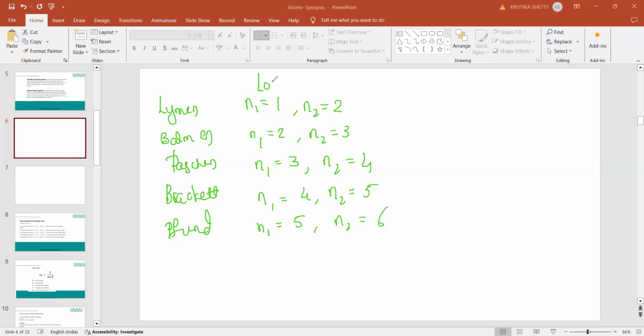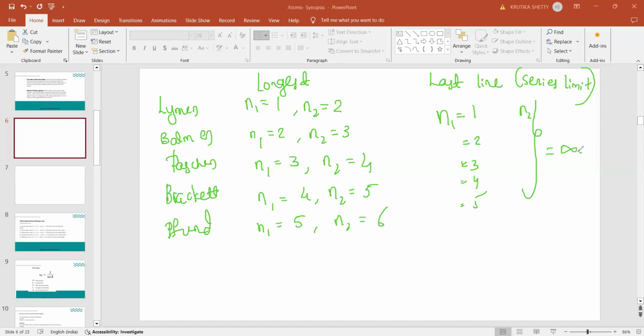Then there is another point which will help us for the numerical calculation. Suppose they are asking for the last line, or the shortest wavelength, or in the question they say calculate the series limit. Then the n1 value is the same as what you have written here. So the n1 value is 1 for Lyman, 2 for Balmer, 3 for Paschen, 4 for Brackett, and 5 for Pfund. But the n2 value in all the cases you have to consider as infinity. The n2 value is infinity. So just note this down. You will understand when we do the question.